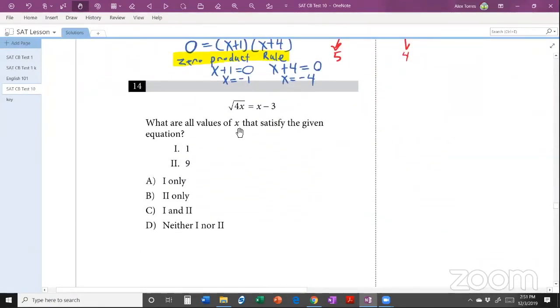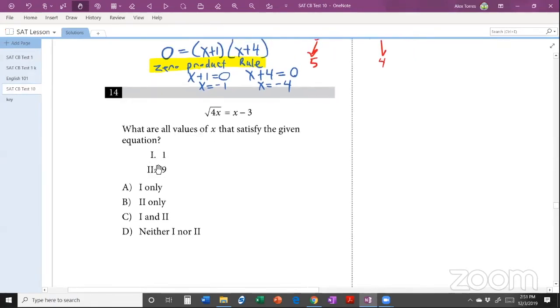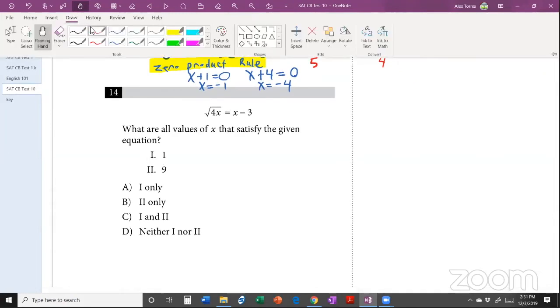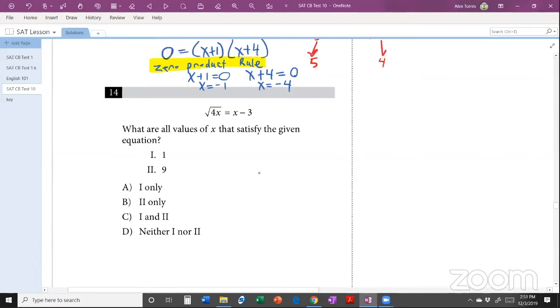What are all the values of x that satisfy the given equations? This one might be a little on the easier side because the only choices we have are 1, 9, or neither. So I would maybe recommend a couple of ways to do this. If we start with the more mathematically fundamental way, it would be to square both sides. x minus 3 squared means x minus 3 times x minus 3. So we'll just write that out.